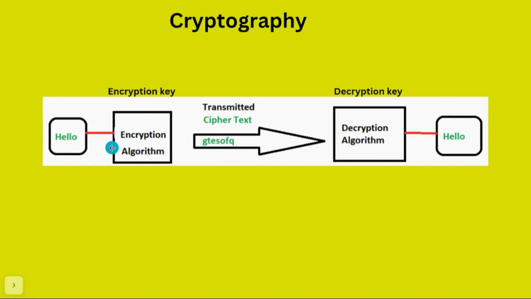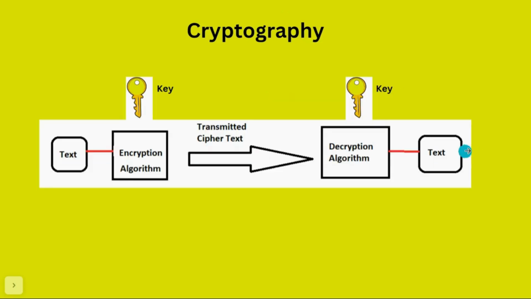For example, if someone sends a message as hello, then this hello will be given as an input to the encryption algorithm. Then this encryption algorithm converts this text into the cipher text. Cipher text means an unreadable text. The cipher text is a series of randomized numbers and letters which humans cannot make any sense of. And at the receiver's end, the decryption algorithm receives this cipher text, then it converts this cipher text into the normal text.